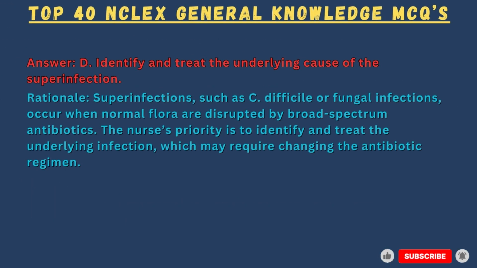Answer: D. Identify and treat the underlying cause of the superinfection. Rationale: superinfections such as C. difficile or fungal infections occur when normal flora are disrupted by broad-spectrum antibiotics. The nurse's priority is to identify and treat the underlying infection, which may require changing the antibiotic regimen.